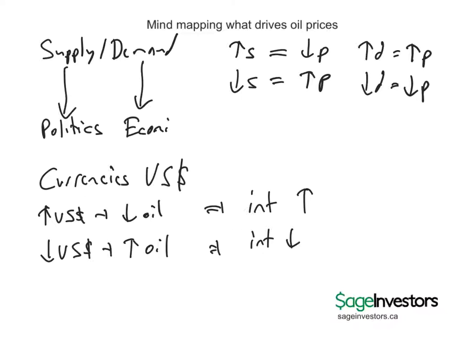So it's no coincidence, if you look at the last few years, that when oil was tracking around $120, $130 for a while, the dynamic was that the US dollar was very weak at that time. But since then, over the last couple of years, 18 months, the US dollar has been increasing in value, and conversely, oil prices have been falling. So it's something to keep in mind when you're looking at oil prices.